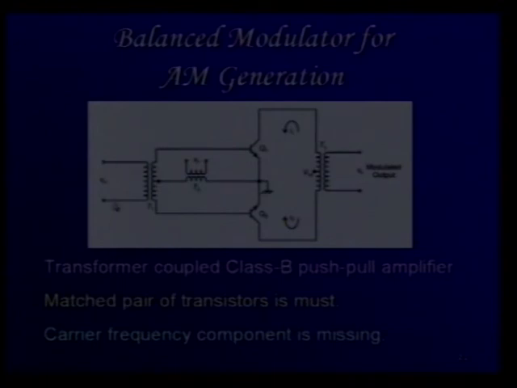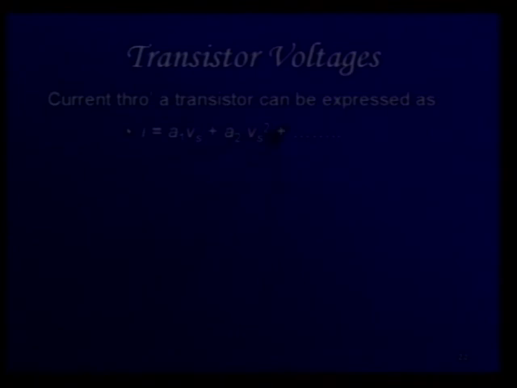However, when we have some Vm signal fed, the two transistors, since they are driven by the modulating signal in opposite phases, would conduct differently, and hence I1 is not equal to I2, and effectively at the output we will have some signal proportional to the modulating signal that we are feeding. Just quickly, if we look at the mathematics behind this operation, the current through a transistor, as you know, can be expressed as I equals A1 Vs plus A2 Vs squared, and so on and so forth.